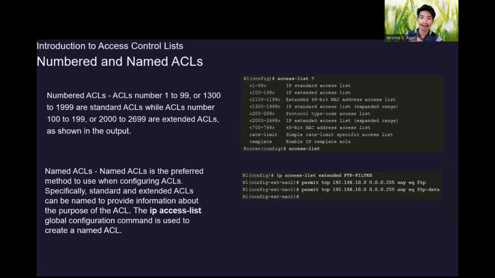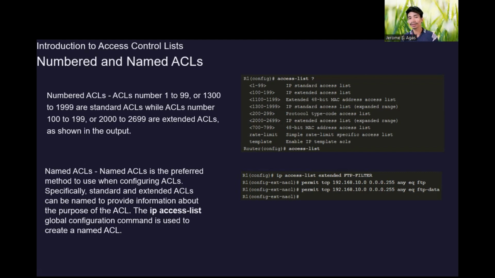So let's go back to the numbered and named ACLs. As shown in the screen, the ACL numbers 1 to 99 or 1300 to 1999 are the standard ACLs, while the ACL numbers 100 to 199 and 2000 to 2699 are the extended ACLs. The standard and extended ACLs can be named to provide information about the purposes of the ACL. The ip access-list global configuration command is used to create the named ACL, just like on the screen.